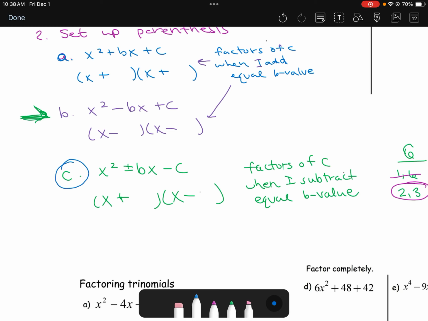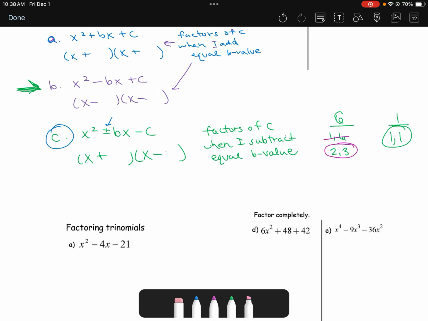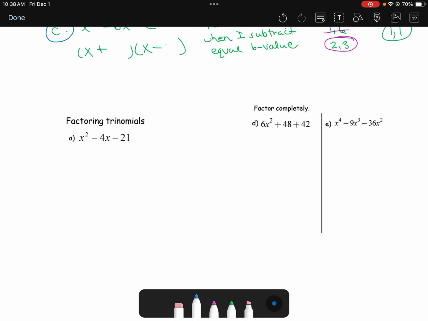That's this one. Now this one, it doesn't matter if your B is positive or negative. If your C is negative, there's only one way to set up those parentheses. So I'm going to go ahead and set that up. I have x plus, x minus. The reason why it's plus and minus is, think about this. My C value is negative. The only way to get a negative value when you multiply is if the signs are opposite. So that's why I have a positive and a negative in these parentheses.